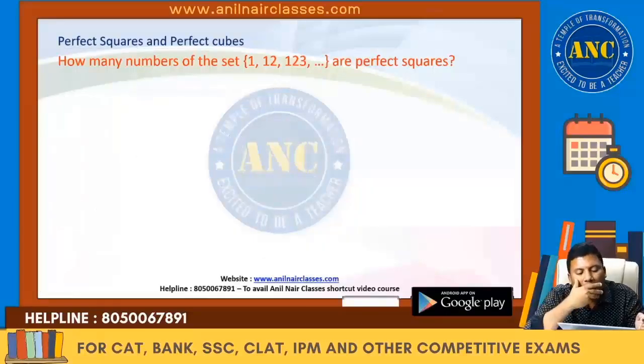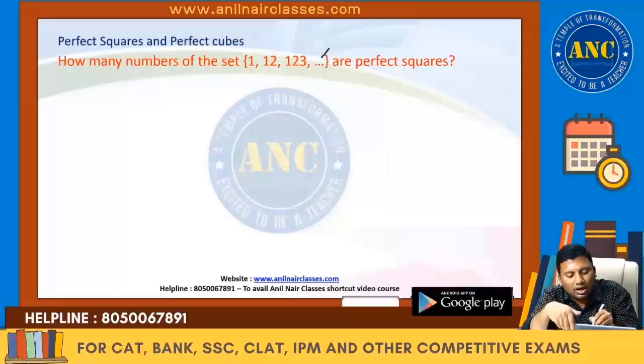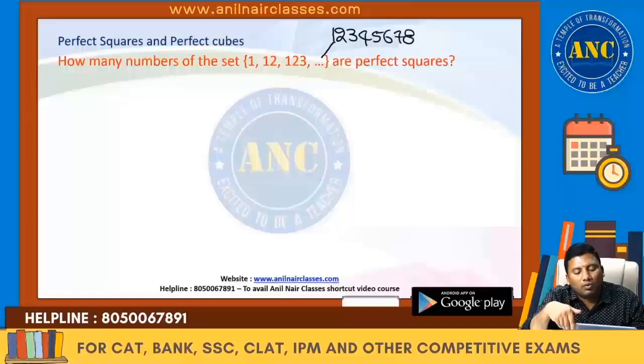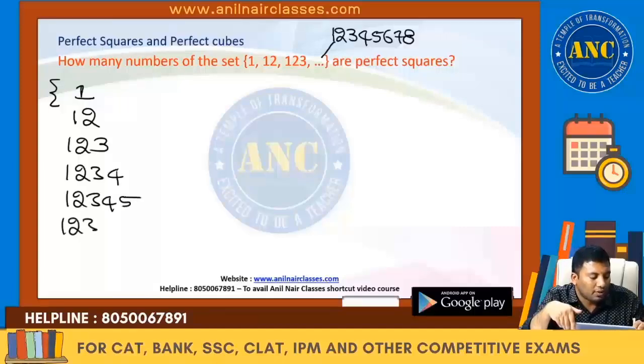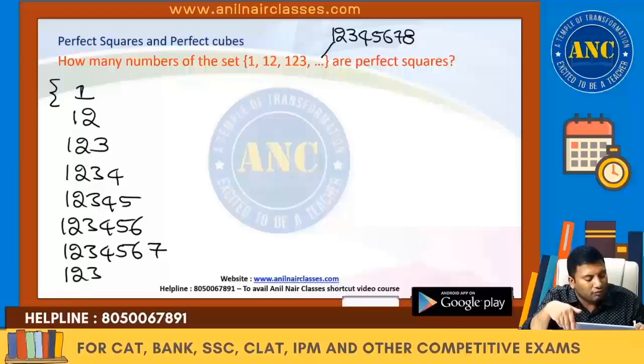Next one: how many numbers are of the form 1, 12, 123 and so on up to the last number 12345678? How many numbers in this series? 1, 12, 123, 1234, 12345, 123456, 1234567, 12345678.